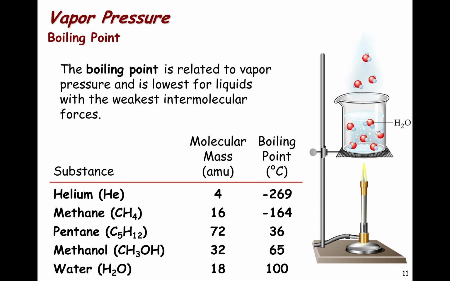If we look at something like methanol, methanol has the ability to have hydrogen bonding. It's still a hydrocarbon, but its boiling point goes up from that of pentane because of the hydrogen bonding. And then finally we have water, which has significant hydrogen bonding interactions and has the highest boiling point of the compounds seen here.